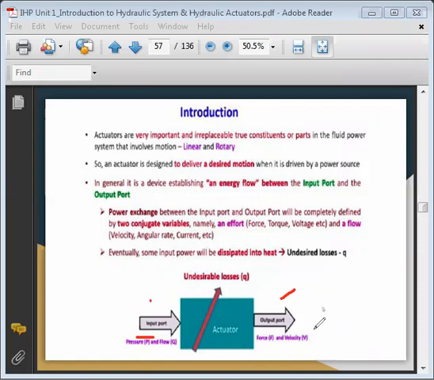Then here, what are the undesirable losses during the conversion process from one form to another? Those undesirable losses mean heat dissipation.